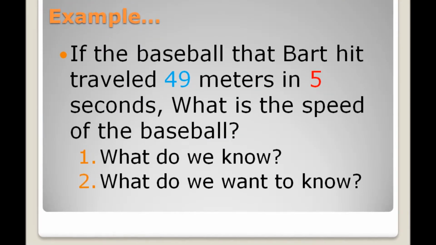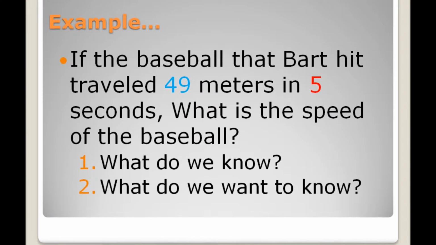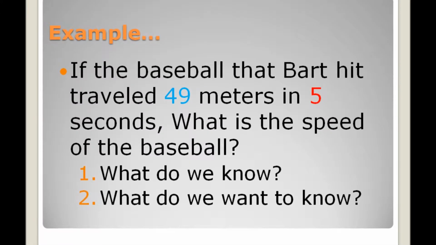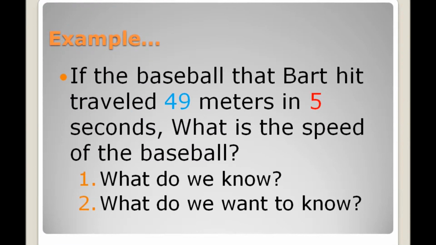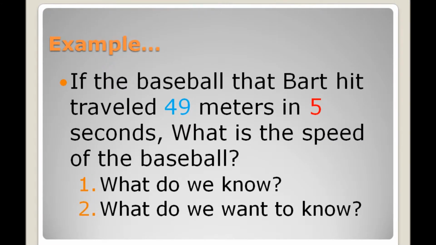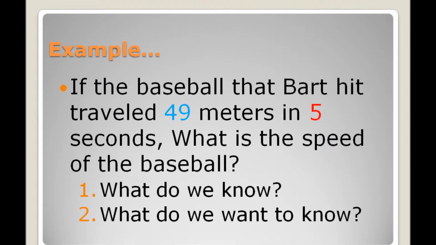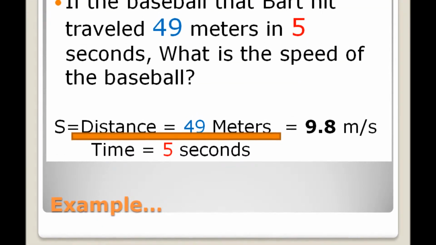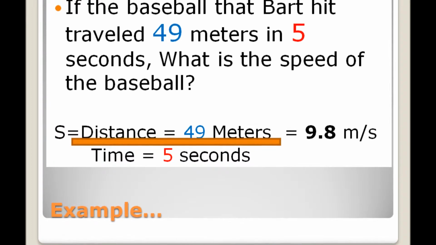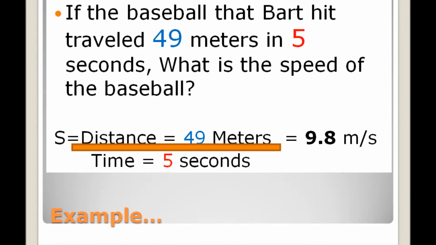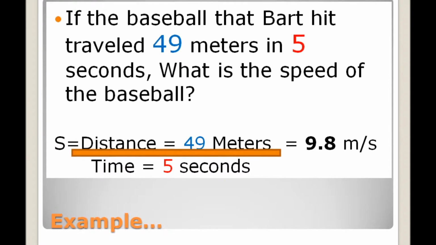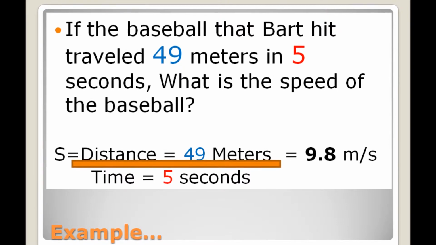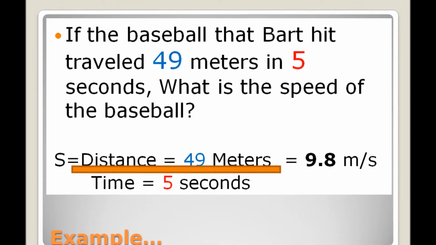Example: if the baseball that Bart hit traveled 49 meters in 5 seconds, what is the speed of the ball? Well, what do we know? We know the distance traveled and we know the time. So we're going to work this out to see what the speed of the ball is. We have our equation set up as distance over time, distance being 49 meters and time being 5 seconds. When you divide 49 by 5, you get 9.8, which gives us a speed of 9.8 meters per second.